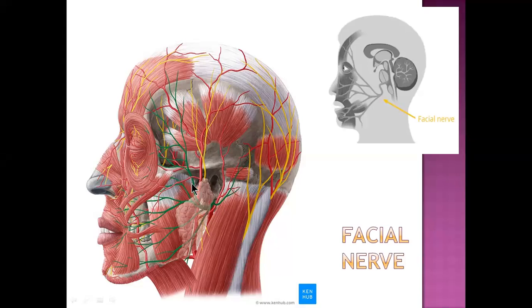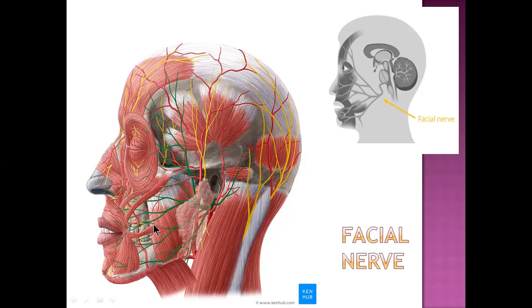It will give five branches. Try to remember like this, five fingers, five branches. One is going to the temporal region. Temporal means what? This side is the temporal region. That's called the temporal branch. Then another will go to this region. The zygomatic bone is here, so that is called the zygomatic branch.